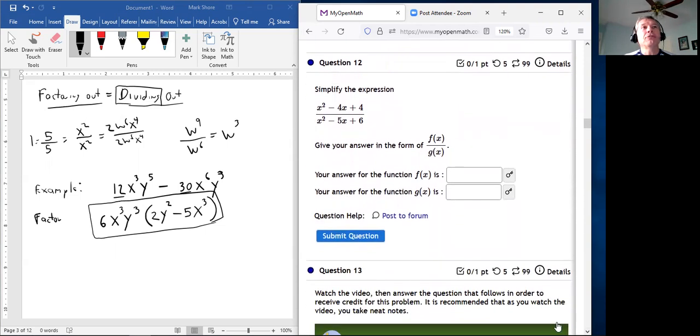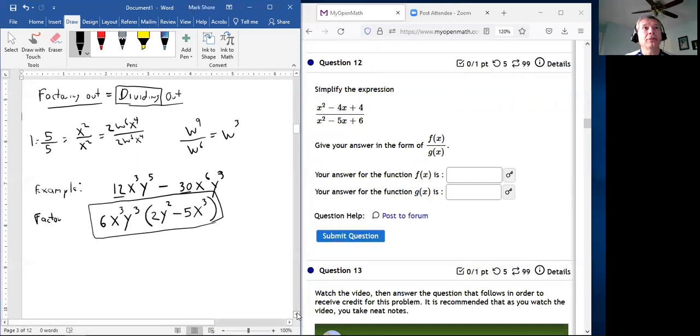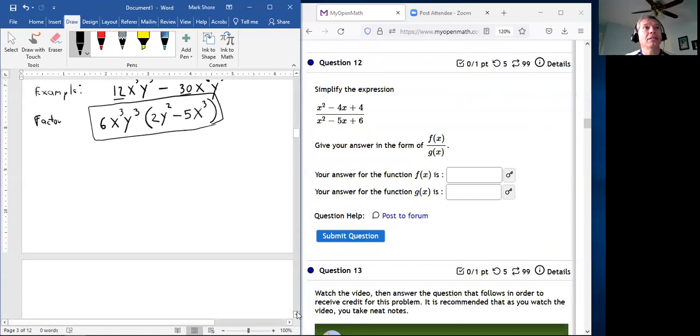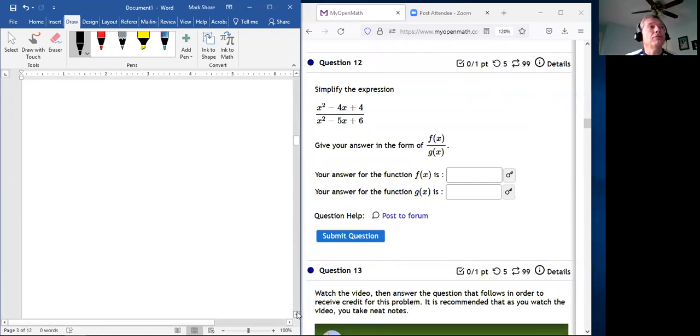But starting with 12, you're back to factoring. But this is a different level of factoring. So I'll show you what I'm talking about here. So 12, okay, here's the way 12 works. So let me write down the problem.